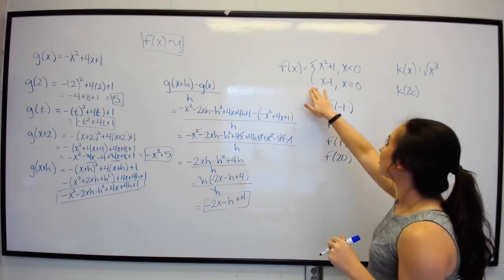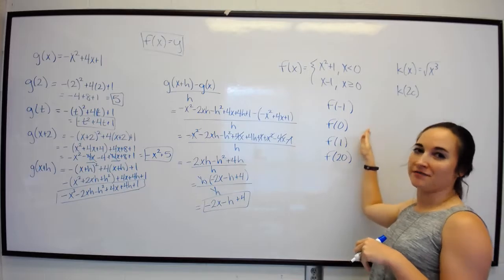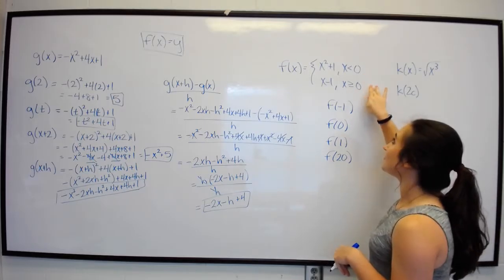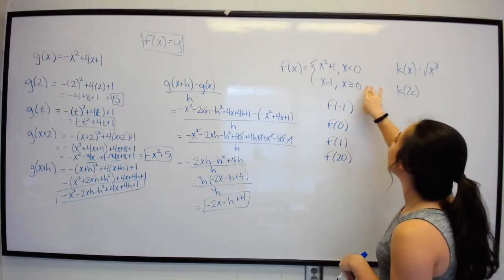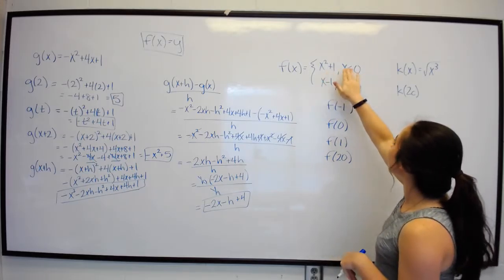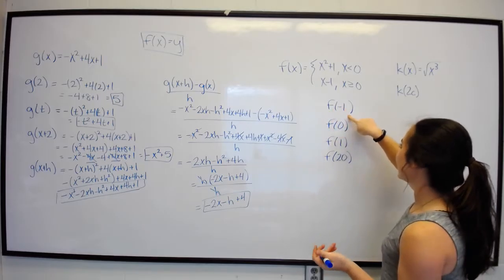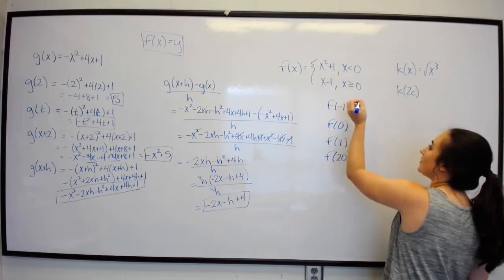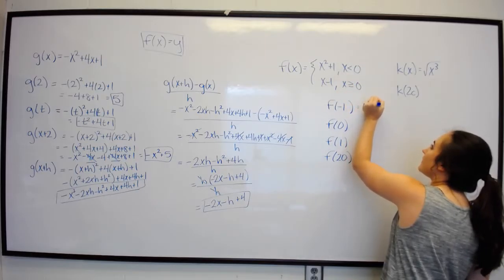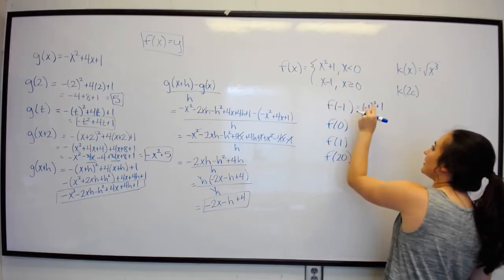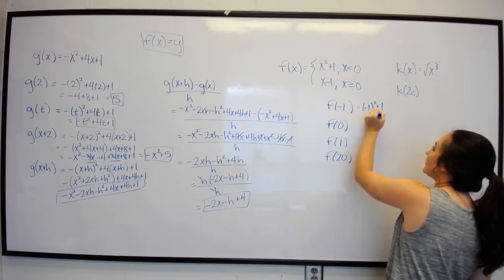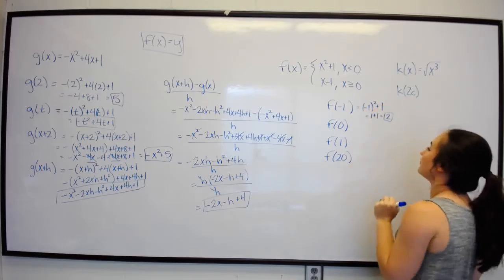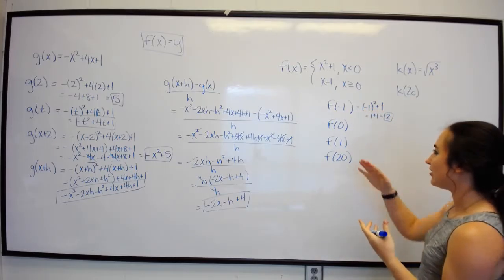Alright, so that's function notation for a polynomial. Let's look at function notation when we're dealing with a piecewise function. This is a piecewise function because it has two pieces. We use this when x is less than 0, and we use this when x is greater than or equal to 0. So here I have f of negative 1. Negative 1 is less than 0, so I'm going to plug negative 1 into that first equation. I get 1 plus 1, which is 2. So my final answer there is 2.